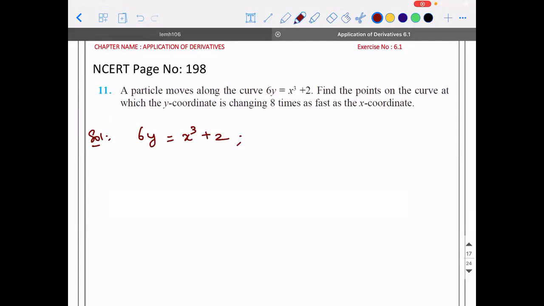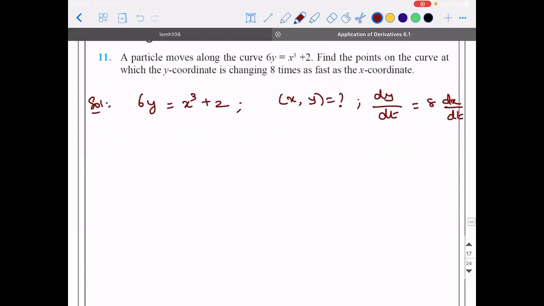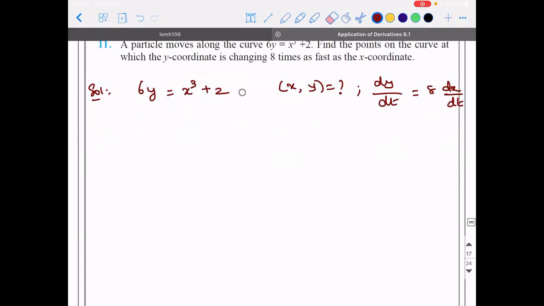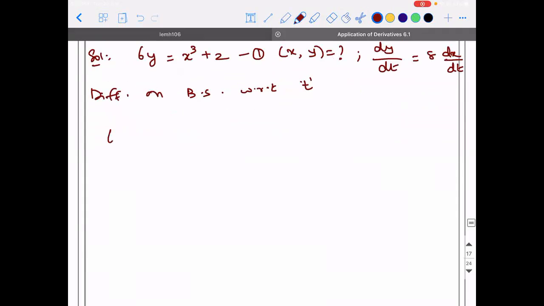Find the points on the curve, x comma y is equal to how much, when dy by dt is equal to 8 times dx by dt. Guys, are you able to understand? So dy by dt is 8 times dx by dt. Then what is the value of x comma y? It's very simple. If I take the curve itself as equation number 1, differentiate on both sides with respect to time, then what do I get? 6 into dy by dt is equal to 3x square into dx by dt.